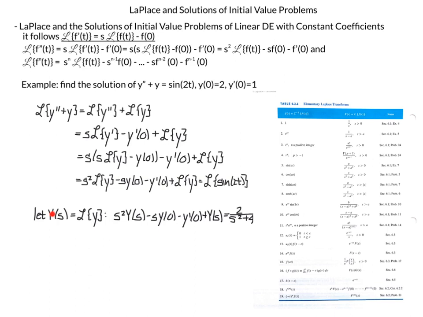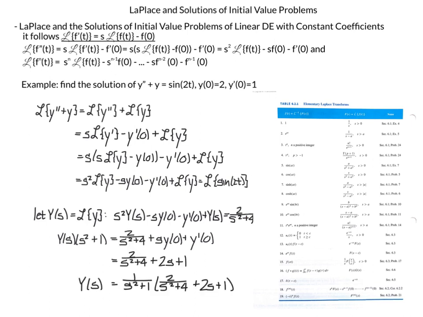So here, if we let Y(s) equal the Laplace transform of y, we have s squared Y(s) minus s y(0) minus y prime of 0 plus Y(s) is equal to, and I just looked up on the table, the Laplace transform of sine of 2t, which in this case, a is equal to 2, so it's 2 over s squared plus 4.